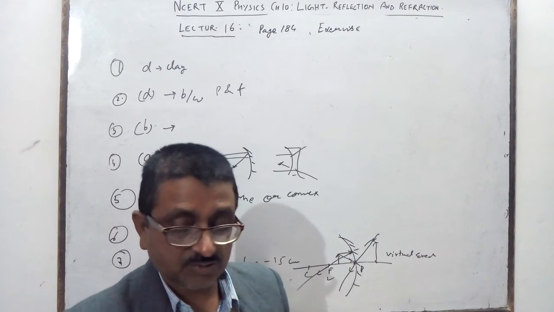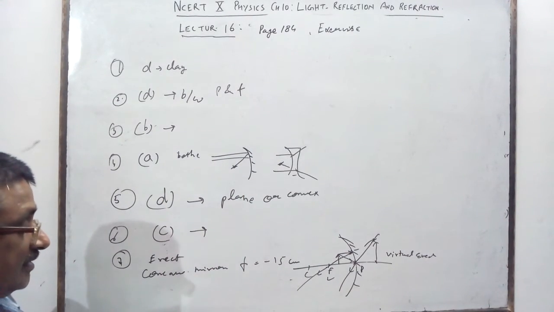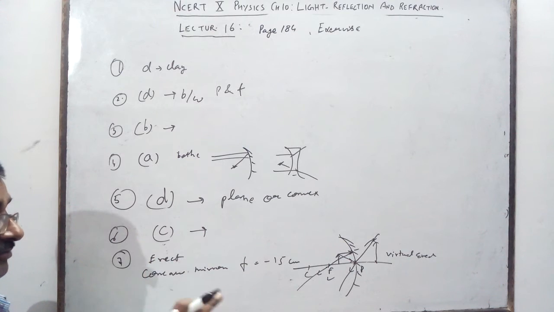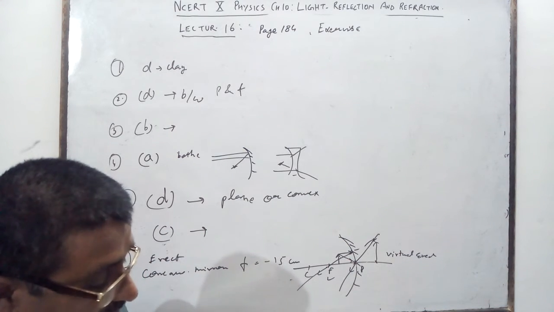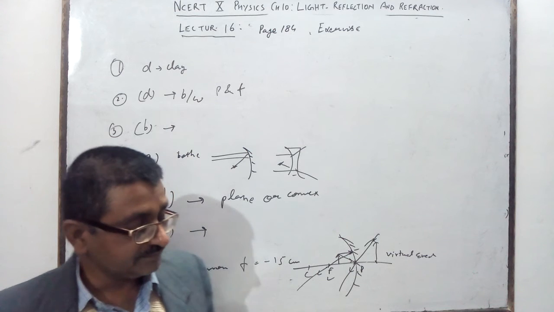The question also says to draw the ray diagram, so you will draw the ray diagram. Nature: virtual, erect, magnified. That you will write. Question number 7 is over.